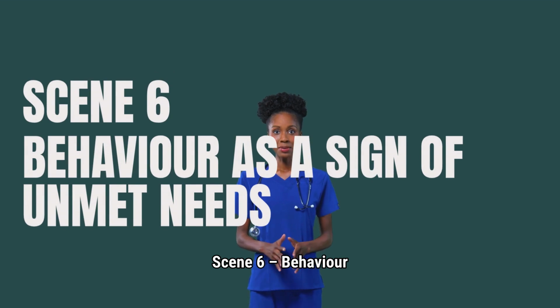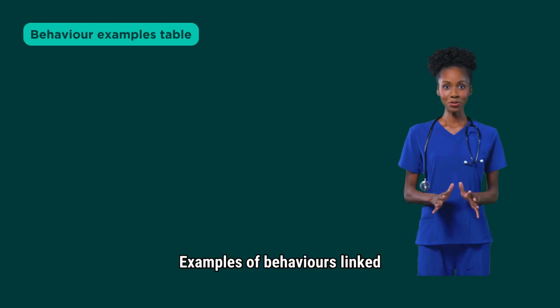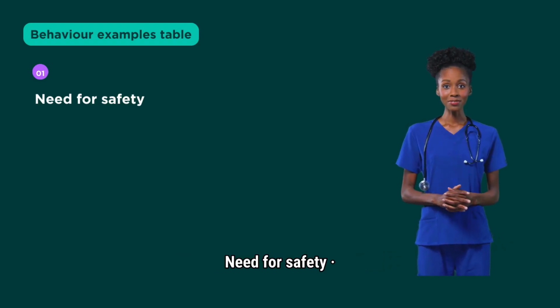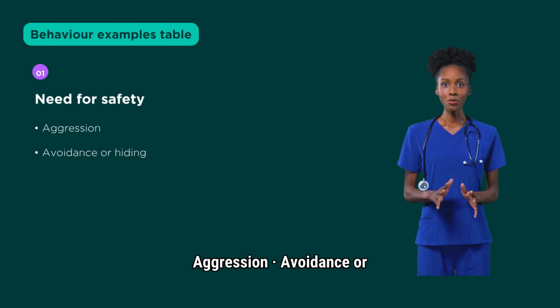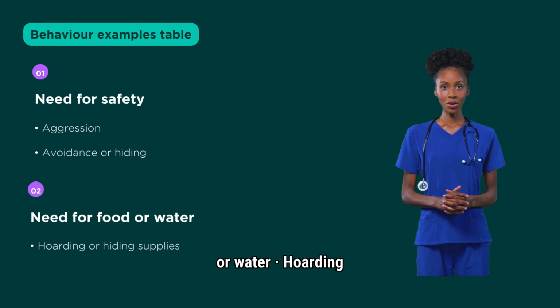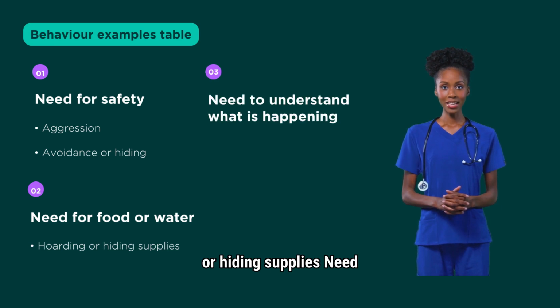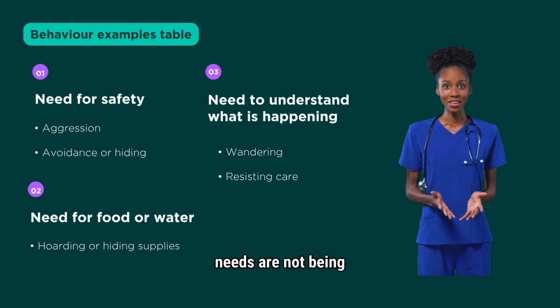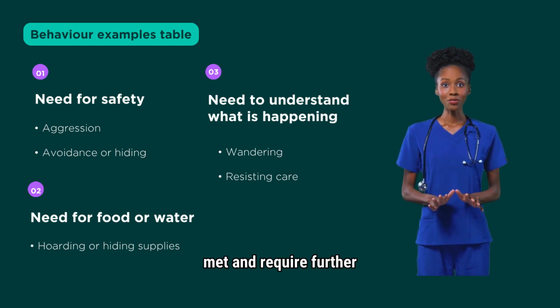Scene 6. Behavior as a sign of unmet needs. Examples of behaviors linked to unmet needs include: need for safety, aggression, avoidance or hiding; need for food or water, hoarding or hiding supplies; need to understand what is happening, wandering, resisting care. These behaviors indicate that the person's needs are not being met and require further investigation.